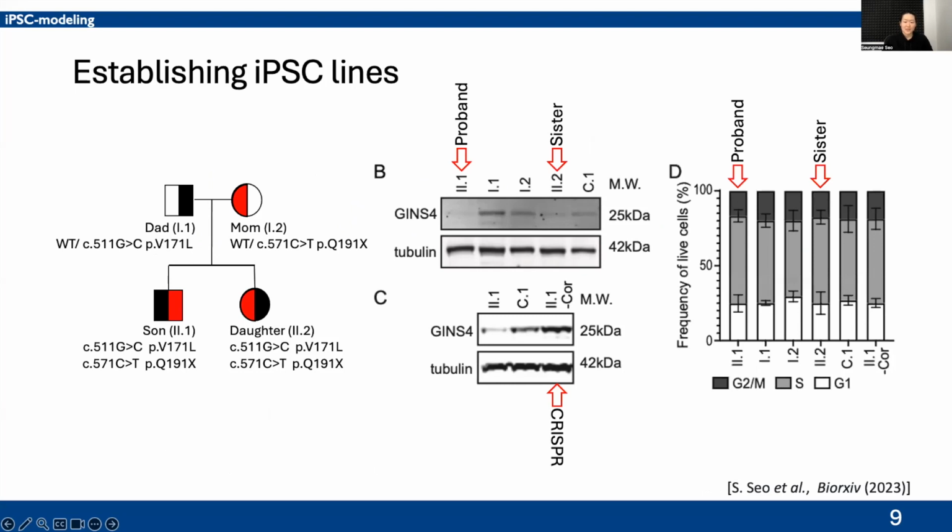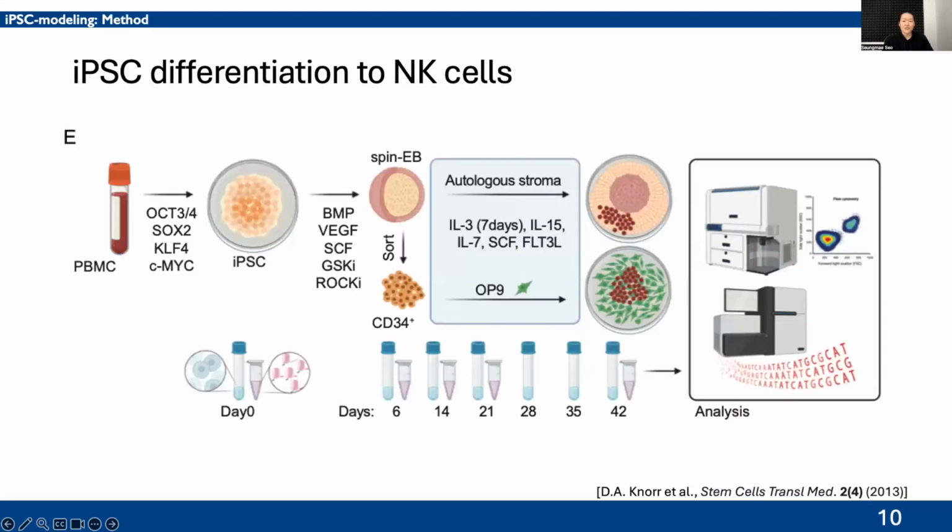Since GENS4 is a cell cycle-related gene, we looked at cell cycle profile using EdU and DAPI, but we did not observe any cell cycle defects in pluripotency. For differentiation, we first made CD34 positive hematopoietic progenitors in embryoid bodies. As you can see here, it takes about 6 days to get to this point. And then for in vitro natural killer cell differentiation, the progenitor cells require 2 things. One is the stromal cells for support, and second is a series of cytokines that's been listed here.